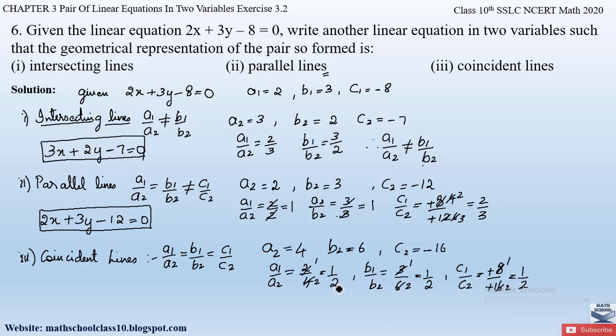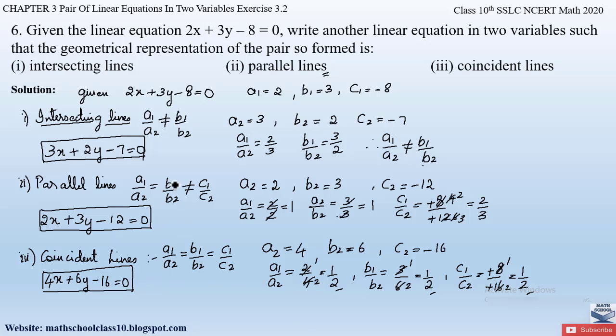So here we got all the three ratios, that is a1 by a2, b1 by b2 and c1 by c2 to be equal, which satisfies the condition for coincident lines. Now let us make the equation by using the coefficients a2, b2 and c2. Coefficient of x is a2, so we will write here 4x. Similarly, coefficient of y is 6, so we will take plus 6y, and the constant is minus 16 equal to 0. So this is the equation formed for coincident lines, right?